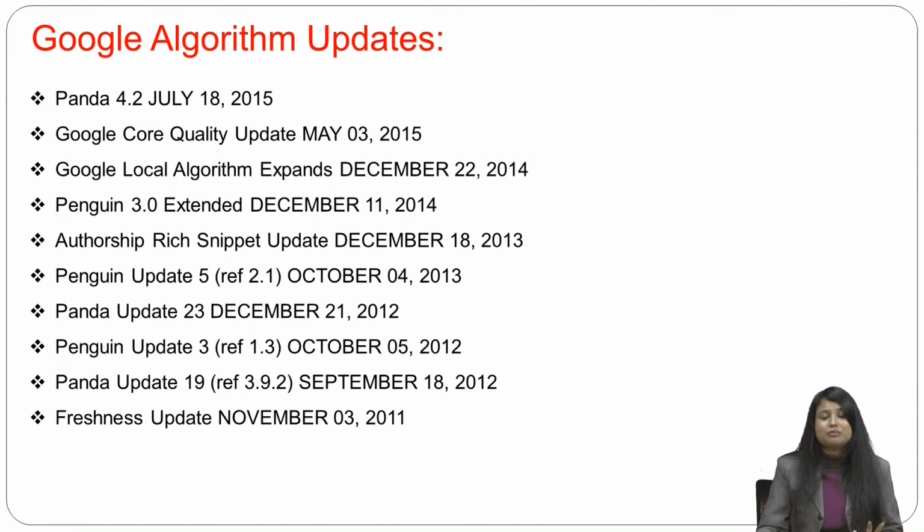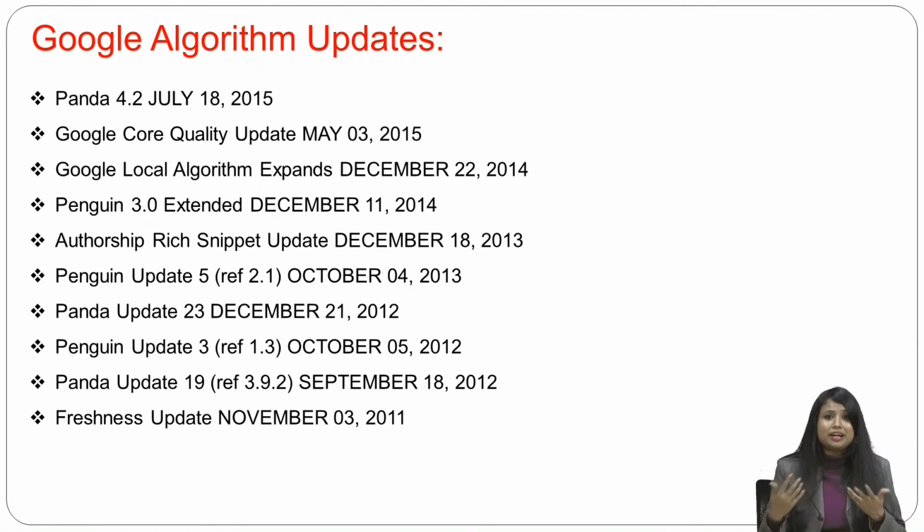The next one came in 2012, on December 21st. It was a Panda update, and this update affects nearly 1.4% of queries and came as a surprise during the last-minute session. Another one was Penguin update 3rd, known as reference 1.3. It came on 5th October 2012. It is a multilingual Penguin refresh, which was reported as small but far-reaching in an international sense.